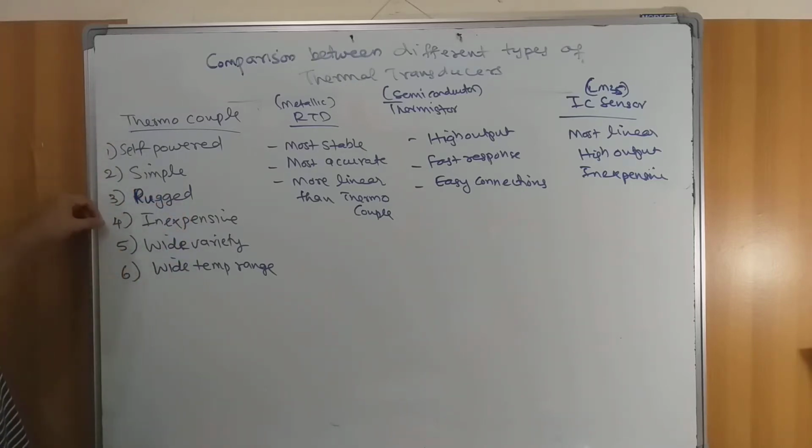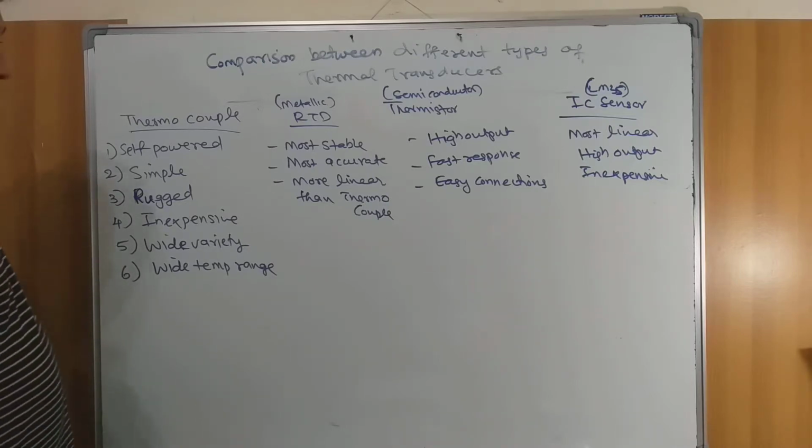They are inexpensive because there is no complex circuitry, so it's very inexpensive. Wide varieties are available, depending upon the type of material they use. In our example, we have considered iron and constantan. There are many other combinations of material that can be used for various applications. And of course, it can be used for a wide temperature range.